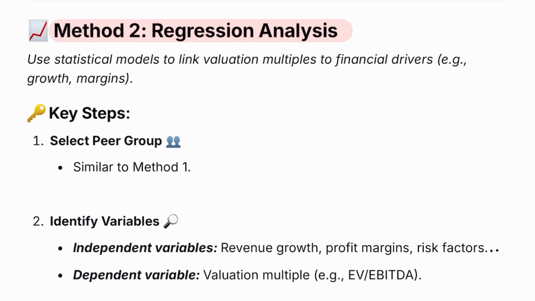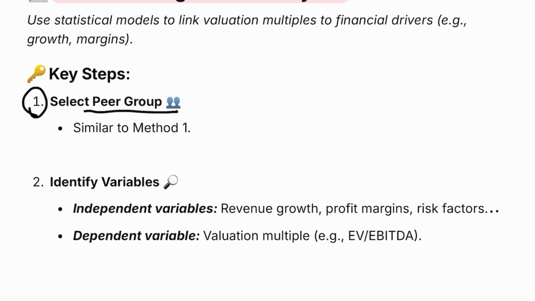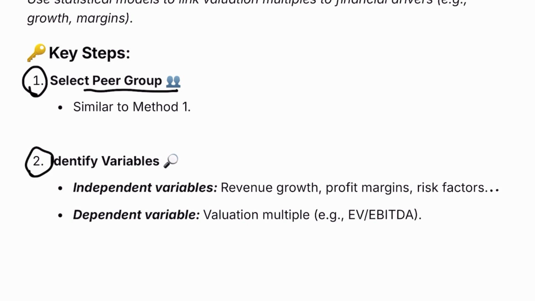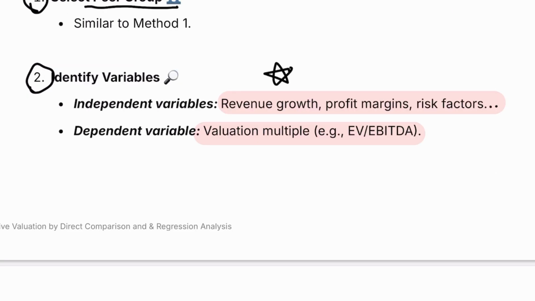For this method, we take more factors into consideration. So the first step is, as the previous one, select the peer group. And then for the second step, here we not only consider the valuation multiples like EV to EBITDA or PE, etc. We also consider other financial ratios like revenue growth rate, profit margin, net margin, risk factors, etc. We set these financial ratios as our independent variables, and we set the valuation multiples as our dependent variable.